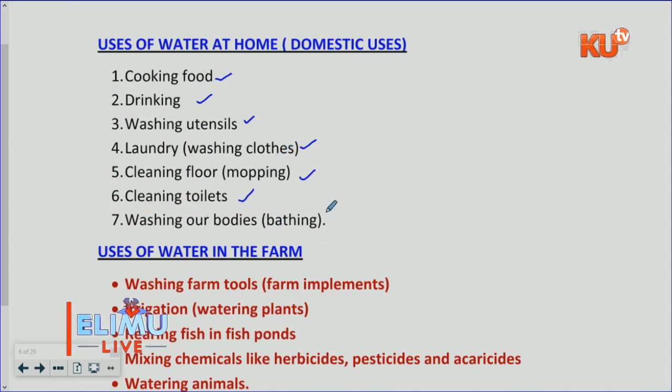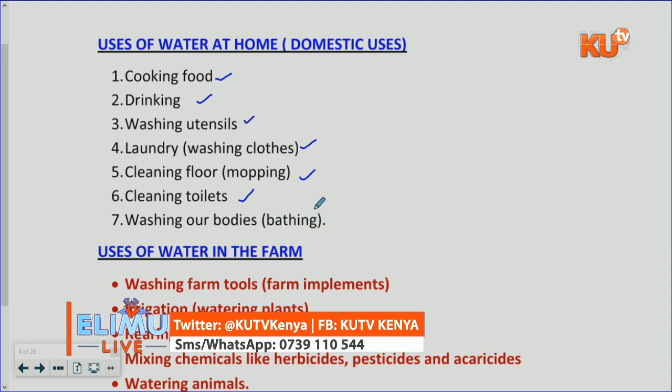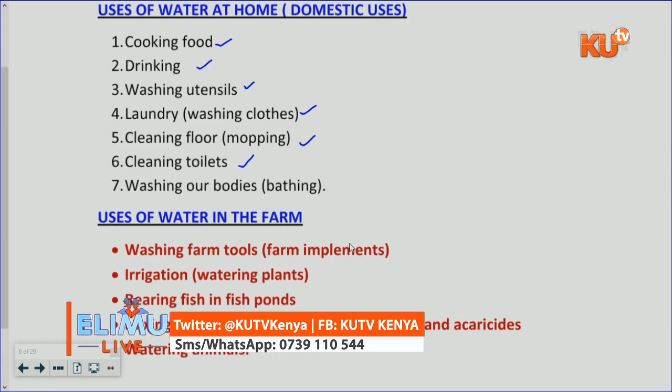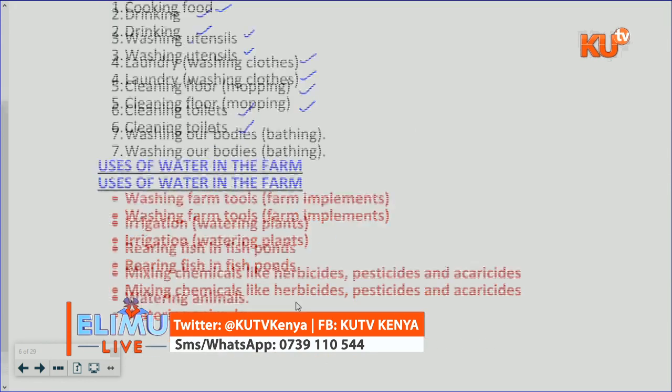And then number 7, I said we use water for washing our bodies. And remember, learners, right now I believe in Nairobi it is too cold, and I believe people have not stopped bathing. I believe everybody is bathing, because bathing is good for your health. It will make you very, very healthy. So we use water to wash our bodies, or use it for bathing.